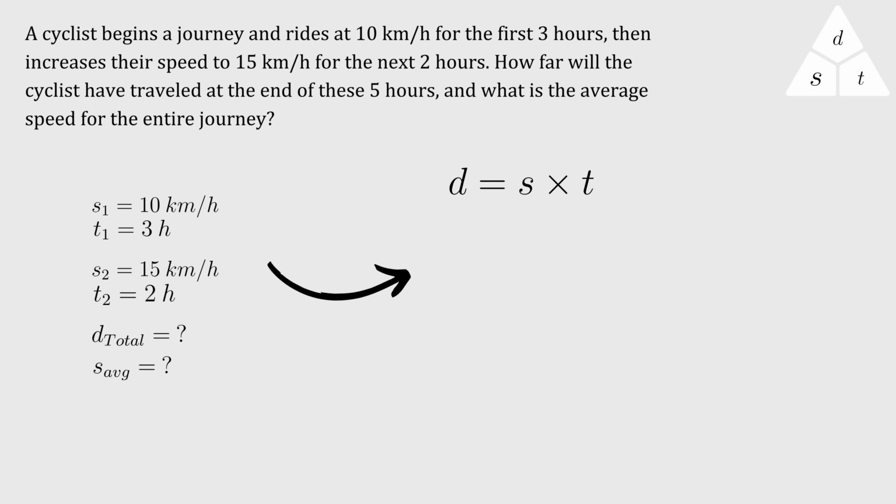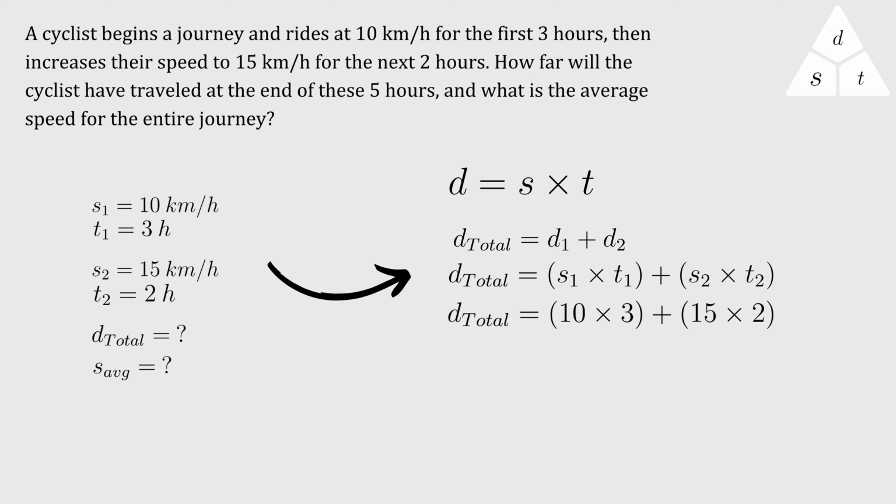Close the D in the triangle and see that distance is equal to speed multiplied by time. The total distance will be the sum of the two distances. The first distance where he rode 10 kilometers per hour for 3 hours, and the second distance where he rode 15 kilometers per hour for 2 hours. I'm going to directly calculate the two distances in one formula, but you can also do them separately. Plug in your values for the two speeds and the two times. 30 plus 30 is 60, and thus you have shown that the total distance traveled is 60 kilometers.